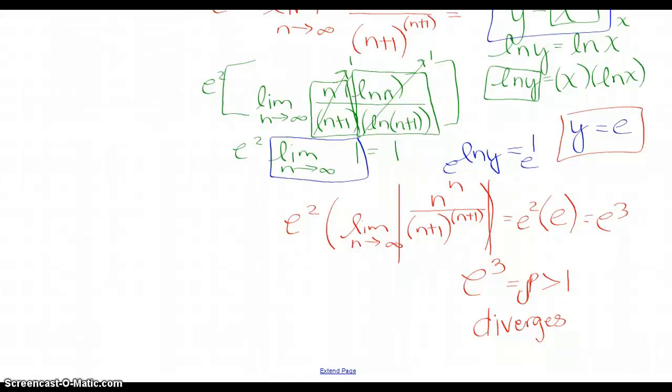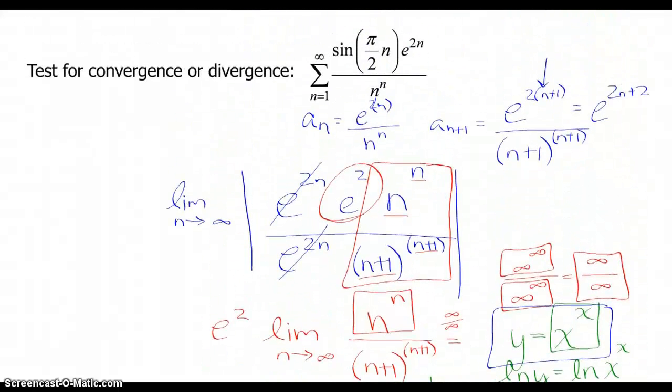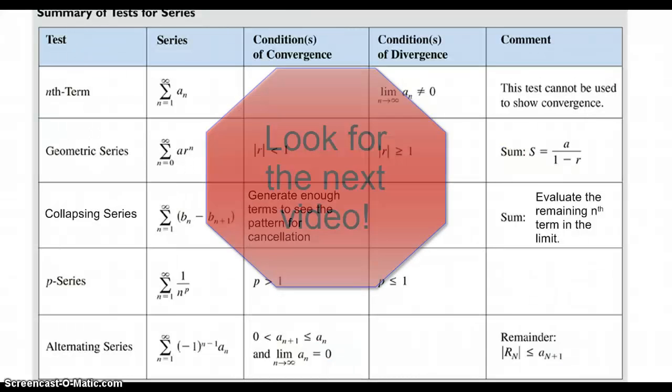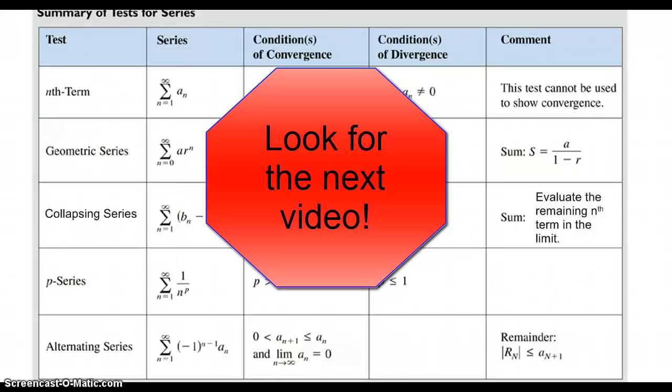So all of our limit work, everything we know about evaluating limits, is going to come into play here. Now, we have a couple more things. I have a whole summary that I want you to put in your notes. So there will be an additional video, so look for that.